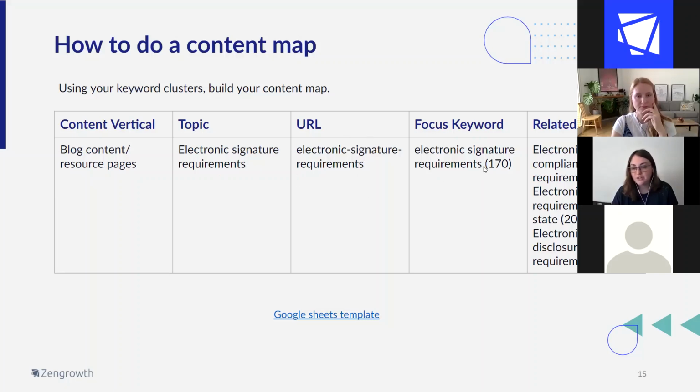The URL should match the focus keyword if possible, or as closely as possible without being super long. So we have our focus keyword, electronic signature requirements. You can see this URL is the same. And then we put the rest of the related keywords into a follow-up section here. These keywords are what should become your headings in your content, or the sections in your content and what you'll talk about.